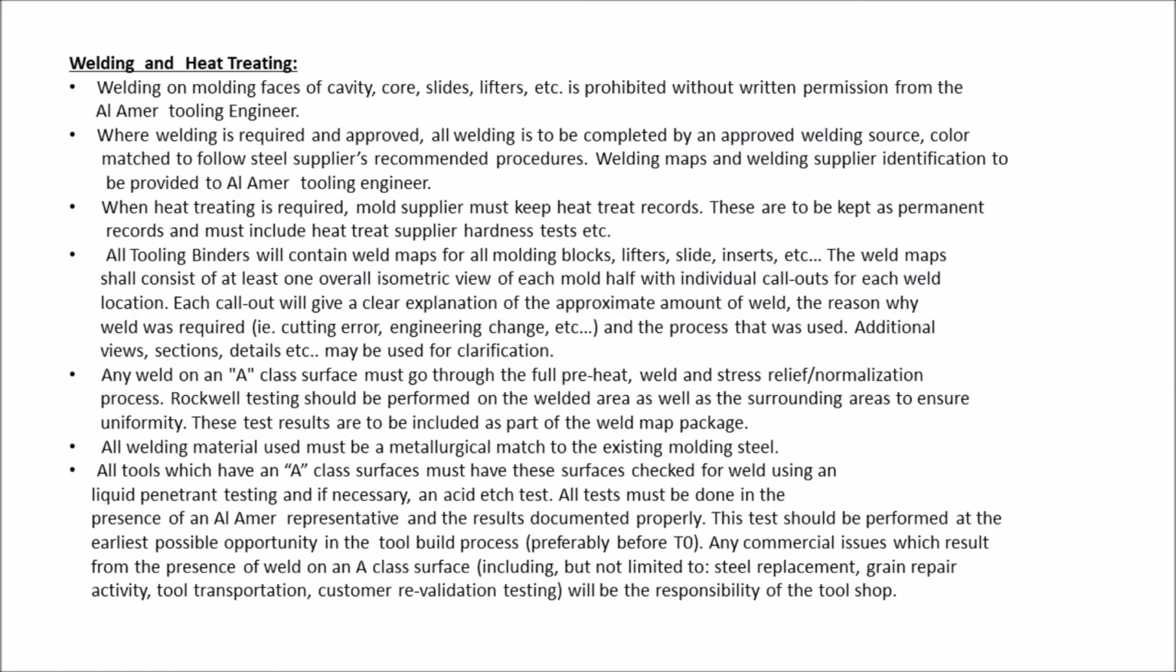The weld maps shall consist of at least one overall isometric view of each mold half with individual callouts for each weld location. Each callout will give a clear explanation of the approximate amount of weld, the reason why weld was required, cutting error, engineering change, etc., and the process that was used. Additional views, sections, details, etc. may be used for clarification.